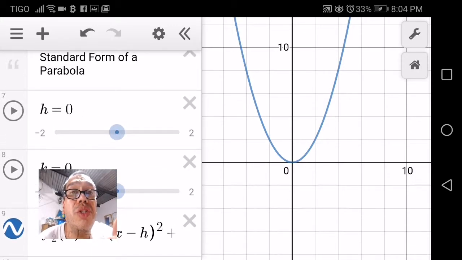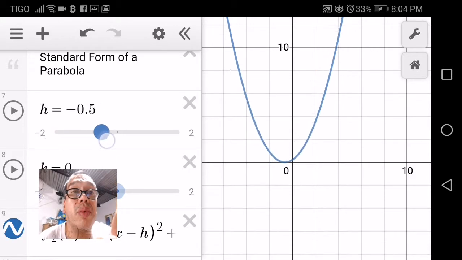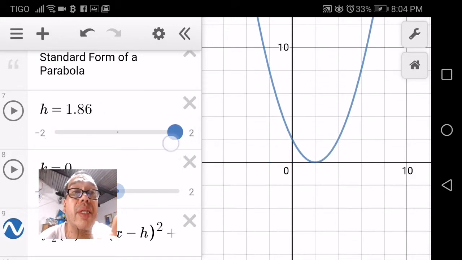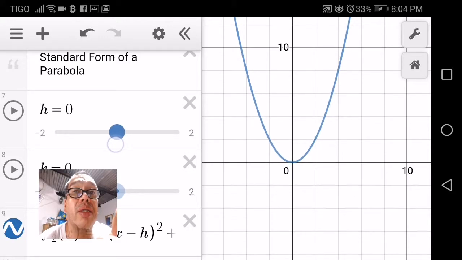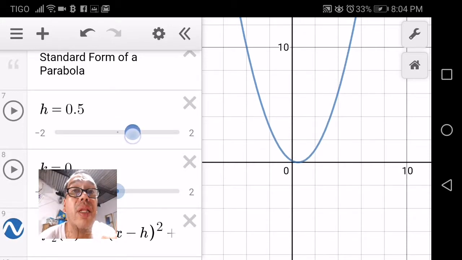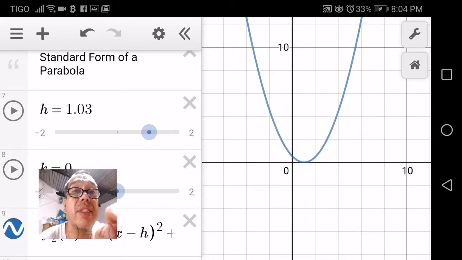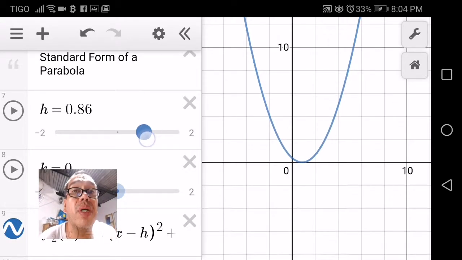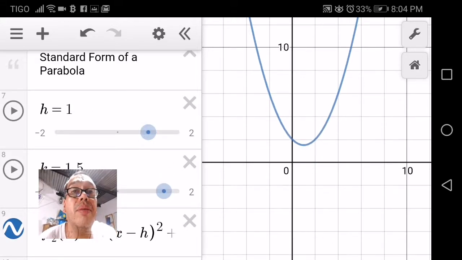What does changing h do? Well, it just translates the parabola horizontally. And so your value of h is your value of the x-coordinate of the vertex. Let's try and leave it at positive 1. Having a little trouble here.